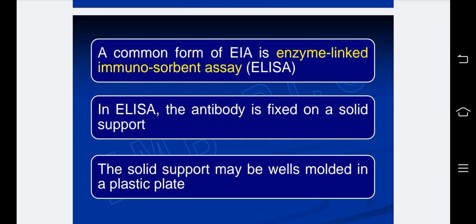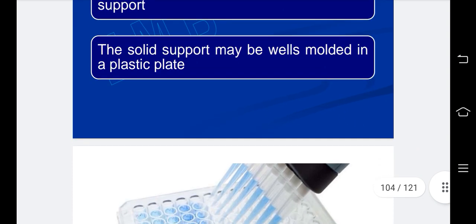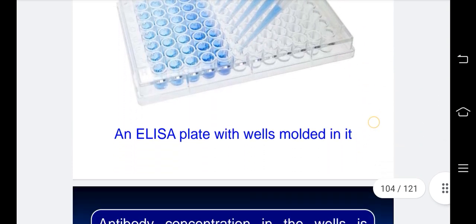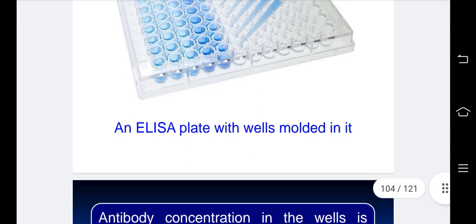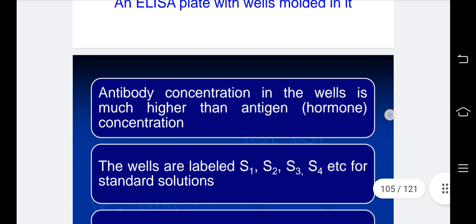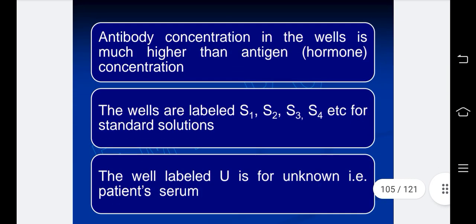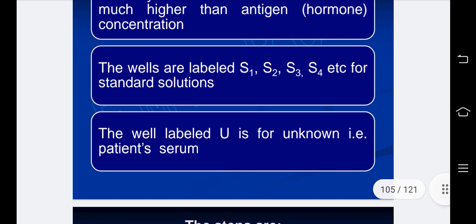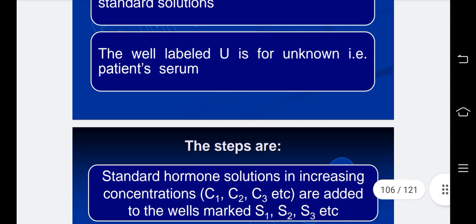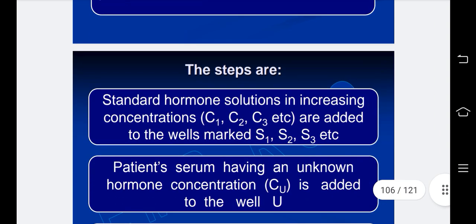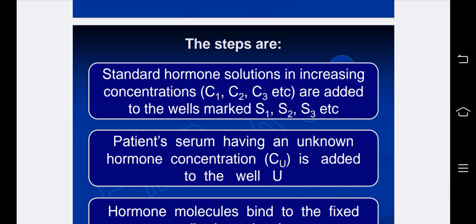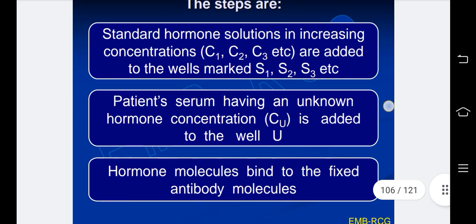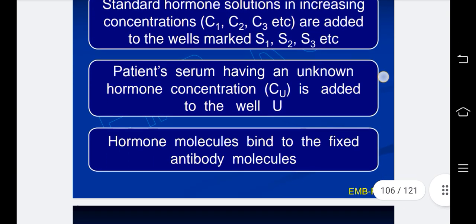In ELISA, the antibody is fixed on a solid support. The solid support may be wells molded on a plastic plate. Here you could see an ELISA plate with wells molded on it. Antibody concentration in the wells is much higher than antigen hormone concentration. The wells are labeled S1, S2, S3 and so on for standard solutions, and labeled U for the unknown patient's serum. The steps are: standard hormone solutions in increasing concentrations are added to the wells marked S1, S2, S3. Patient serum having an unknown hormone concentration is added to well U.